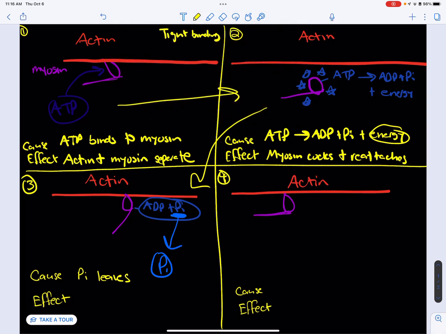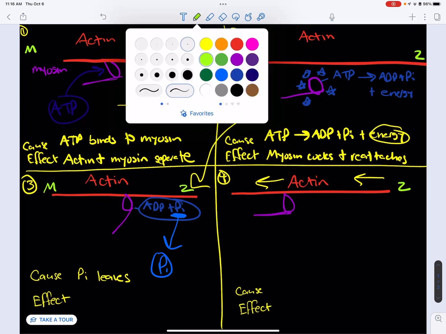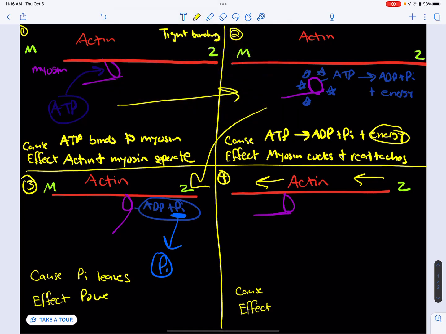The actin moves this way towards the M line, and I forgot to put the M line and the Z line on here, but we're going to add those now. So over here, we're just going to say M, Z, Z, and M, Z. With this power stroke, we're increasing the overlap, so we've got increased overlap between actin and myosin. That's what's going on here.